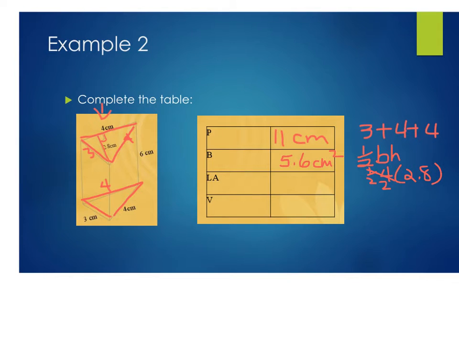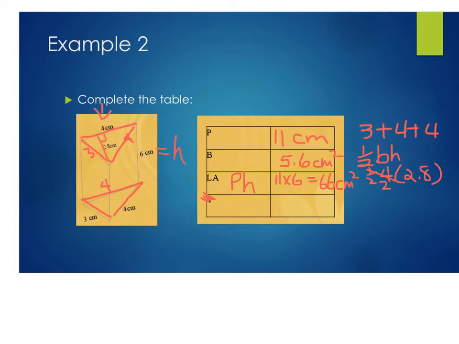And that is the area of one of the triangles. Then for the lateral face, remember, that is perimeter times height. I have the height of my prism right here. It is 6. I already calculated the perimeter in the very first box. So I'm going to do 11 times 6. And my lateral area, the area of all 3 of those rectangles, is going to be 66 centimeters squared.